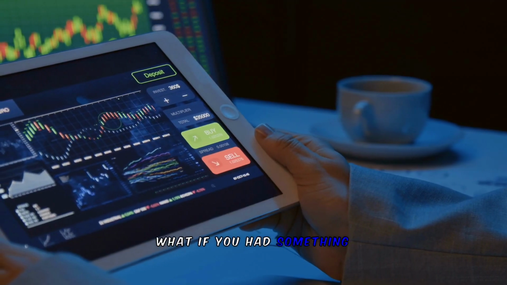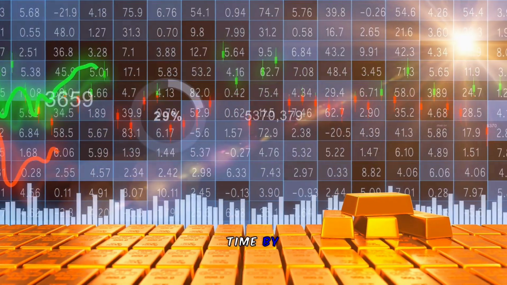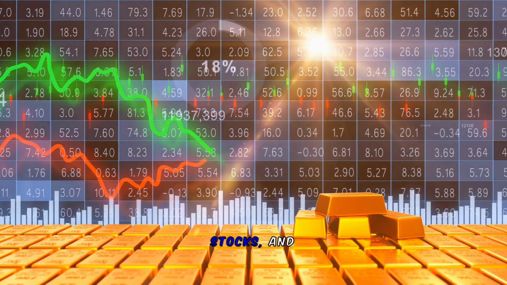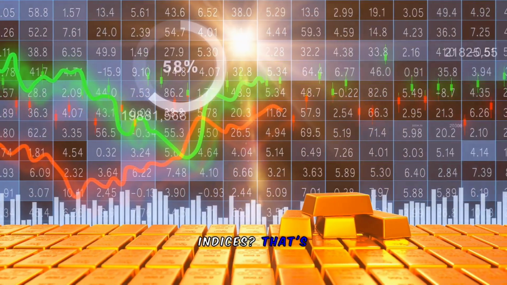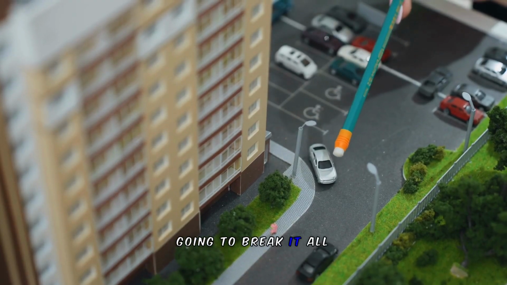But what if you had something that could actually read the market for you? Something that shows you real-time buy and sell zones across crypto, Forex, stocks, and indices? That's exactly what VIP Indicators does. And today, I'm going to break it all down.